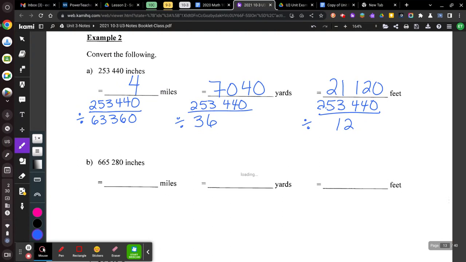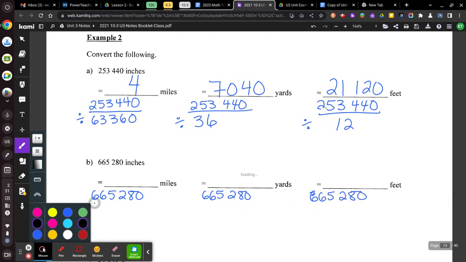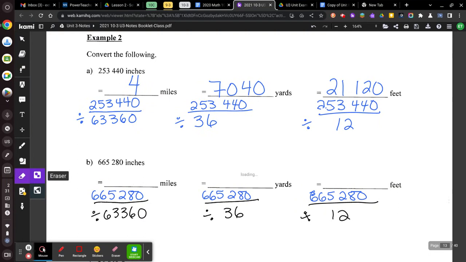The next one, same idea. We're going to write our first number, 665280. That's our starting number, 665280. And now we're dividing by the numbers we did just above. Same thing. 63360. Divide 36. Divide 12. Okay, so that's what we're doing on the next section.